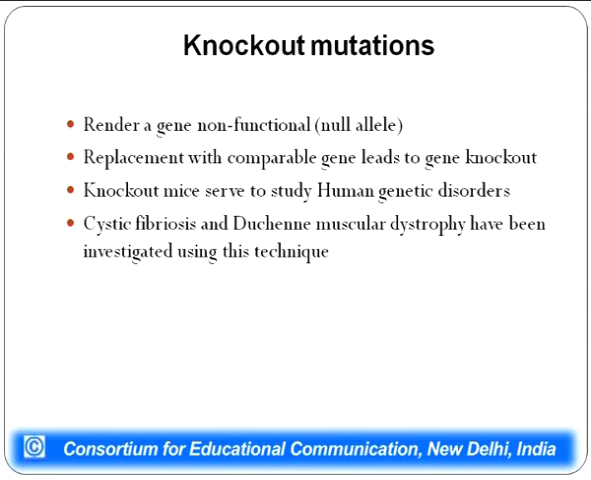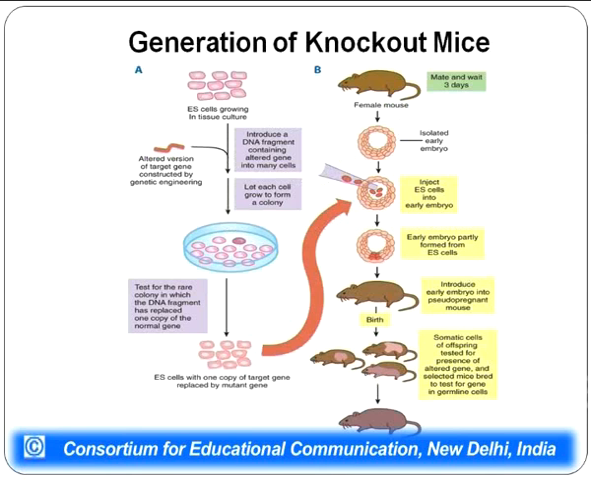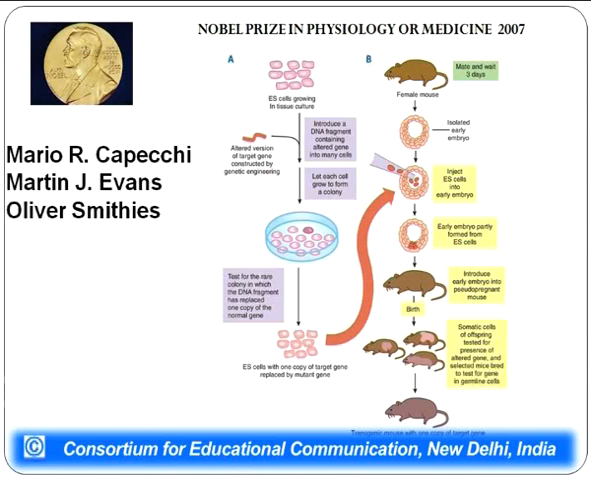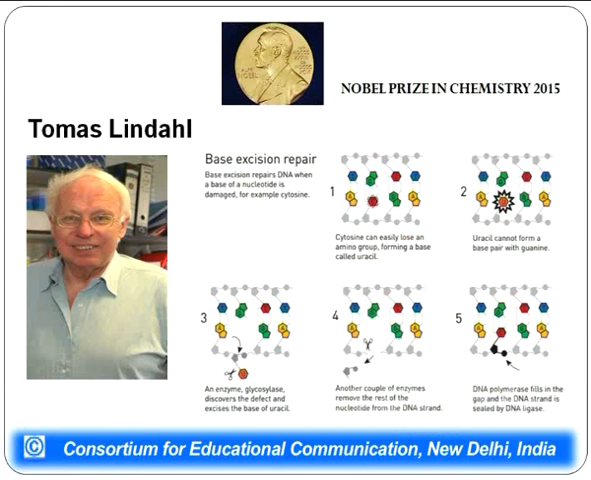Many diseases have been worked out by using this technique. This is the figure which shows how knockout mice are generated. Michael Smith was given the Nobel Prize in Chemistry for site-directed mutagenesis in 1993, and 3 scientists were given the Nobel Prize in 2007 for creation of knockout mice.